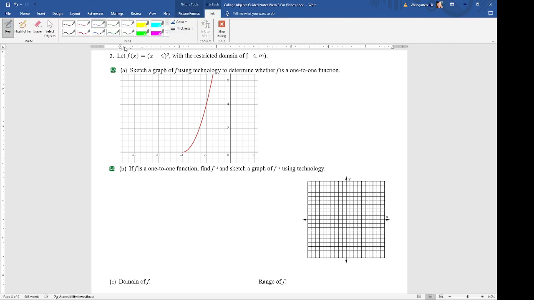So I will go ahead and help you find the inverse. So y equals (x plus 4) squared. Now we're going to switch our x and our y and solve for y. We'll take the square root of both sides and then subtract 4 and then rewrite it in inverse function notation.